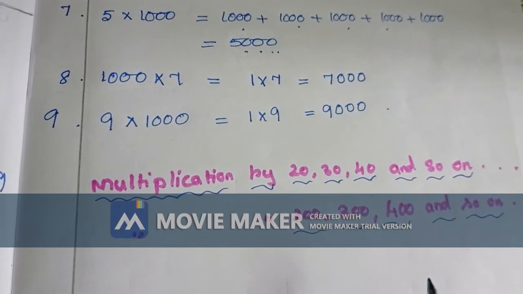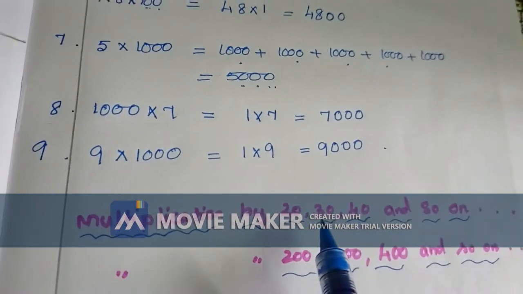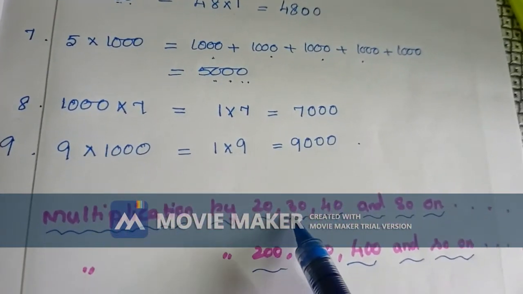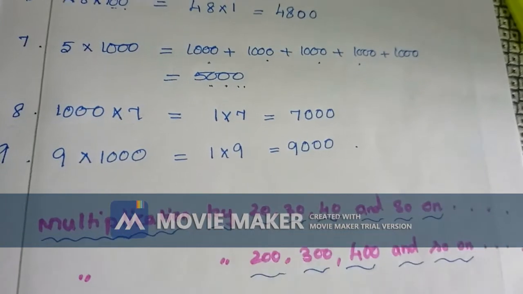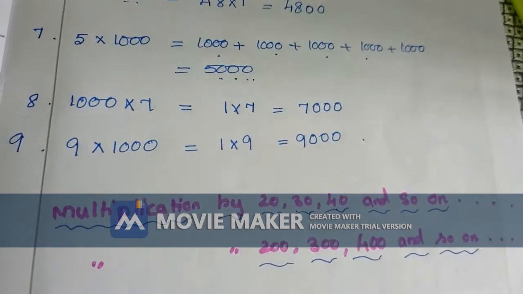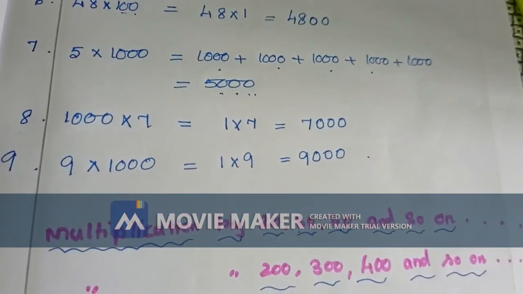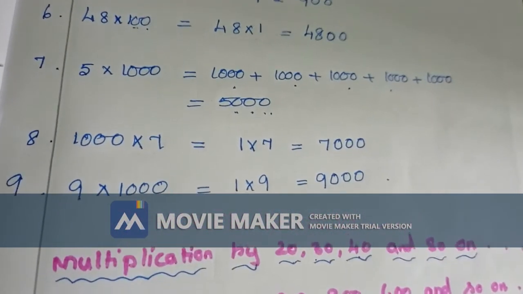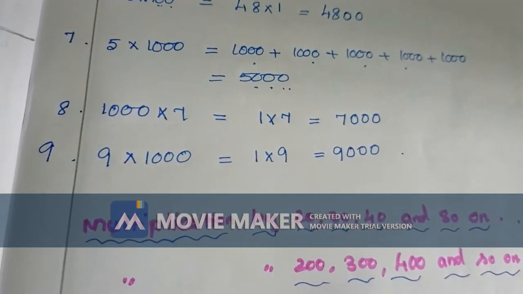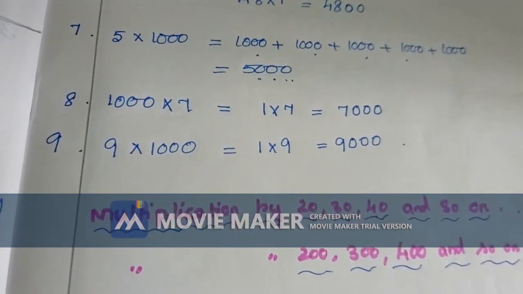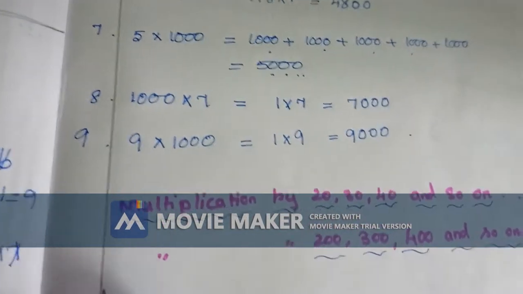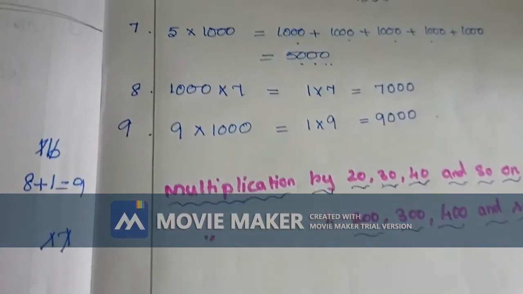Okay, so to multiply a given number by 20, 30, 40 and so on, we first multiply it by 2, 3, 4, 5, 6, 7 like this, and so on respectively, and then write 0 in the ones place. Okay, so children, to multiply a given number by 20, 30 and 40 and so on, we first multiply it by 2, 3, 4 and so on respectively, and then write 0 in the ones place. Okay, so let us see some examples.